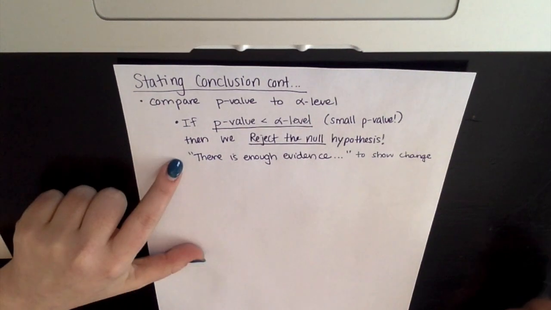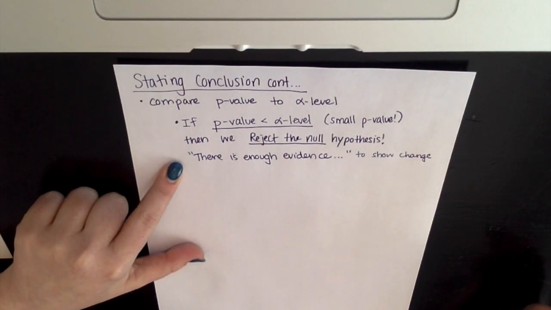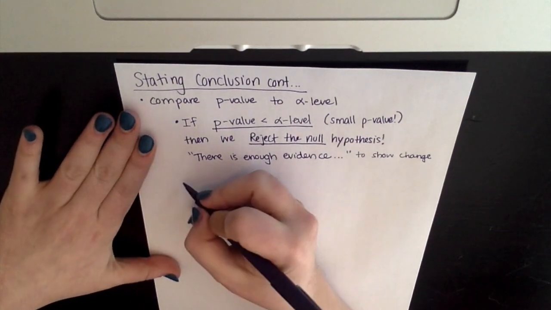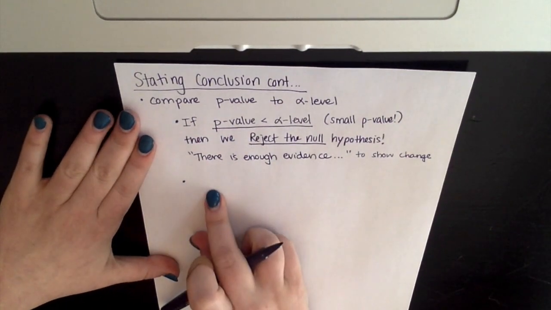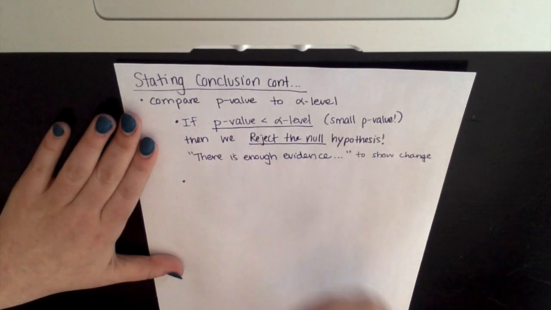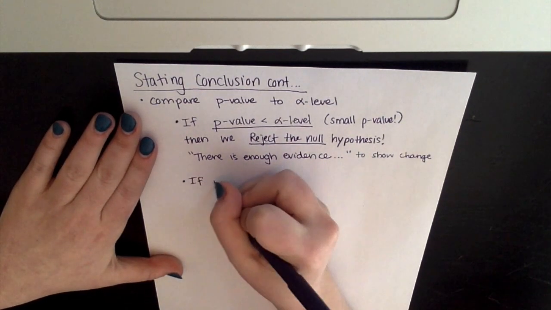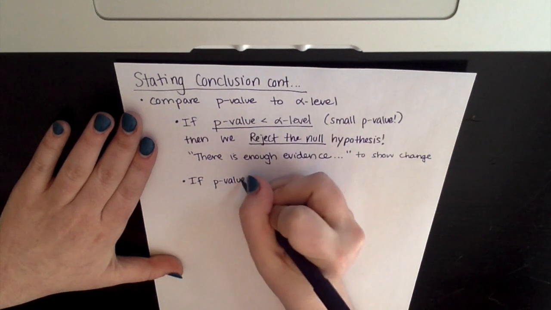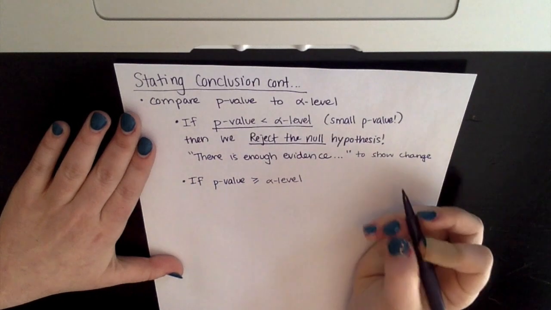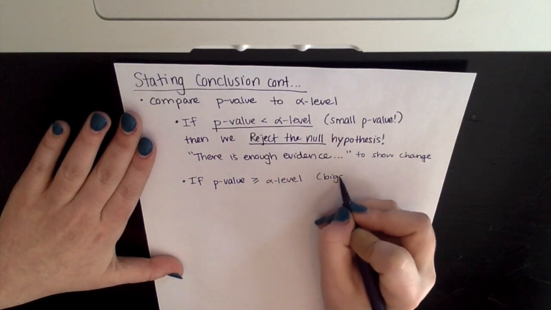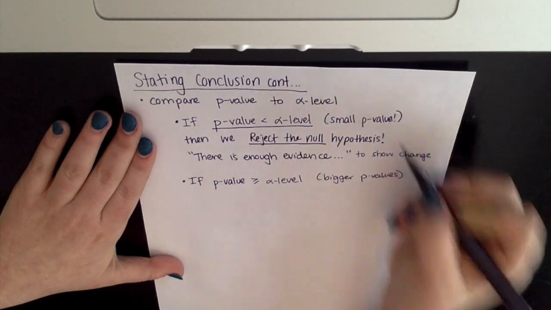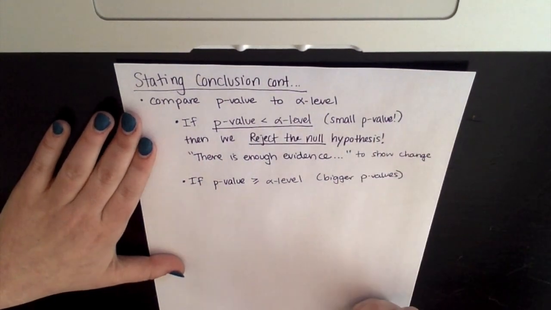All right, and this is what we want. We want to reject the null, okay? We want to show a change. So that's why the wording for this other option is so, we'll call it obnoxious, okay? If your p-value is greater than or equal to your alpha level, okay, so these are bigger p-values, right? These are really tiny numbers, and these are now much larger.